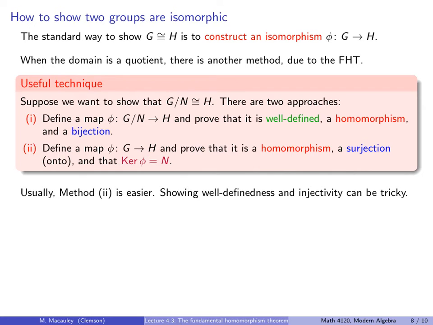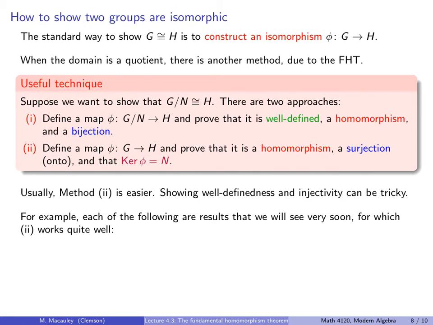Now this may seem like a complicated method, but usually it's actually easier, because showing something is well defined or showing that something is one-to-one can often be tricky. For example, each of the following are results that we will see very soon, for which method 2 works quite well. I'll actually show you this one on the next slide. So this says that the quotient of the integers and the subgroup generated by n, which are the integers that are multiples of n, is actually isomorphic to the cyclic group Zn.